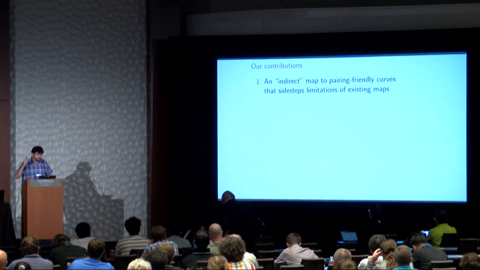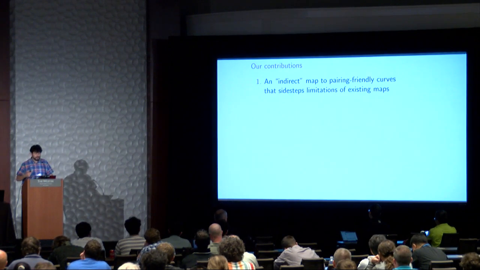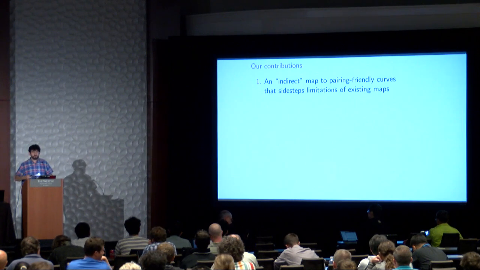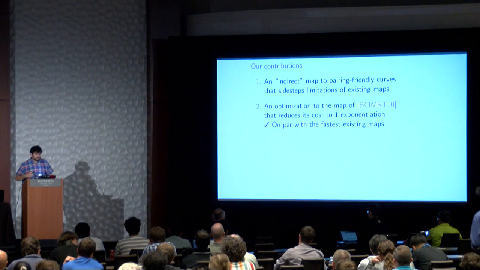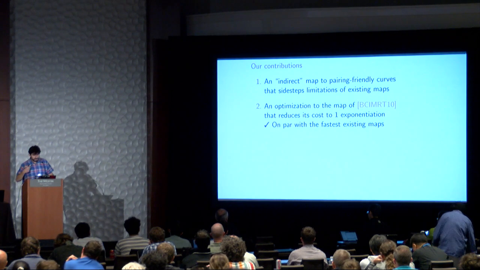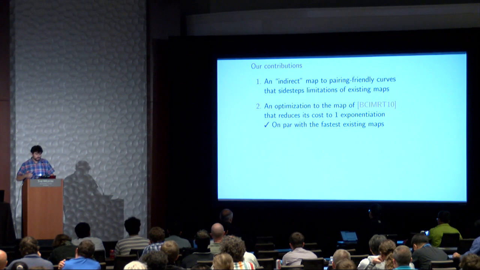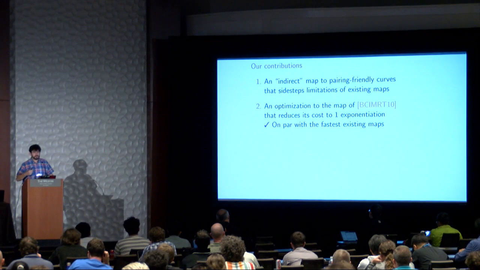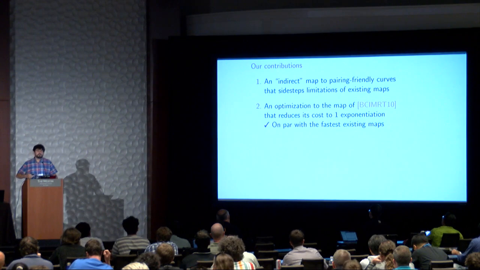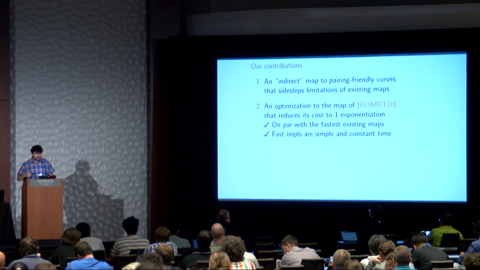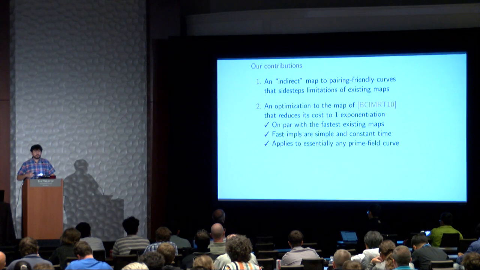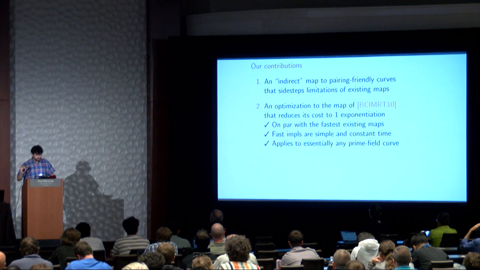Well, first, we show a little trick for constructing what we call indirect maps to elliptic curves. And we'll see what we mean by indirect later and why that helps with pairing-friendly curves. And second, we give some little tweaks to an existing map by Brier et al. That basically makes this map competitive with the fastest maps to elliptic curves that are constant time. And the result is a map for which the fastest implementations really are simple and constant time. And taken with the indirect mapping trick, this applies essentially to any elliptic curve.